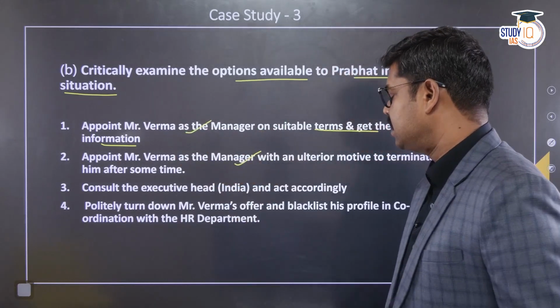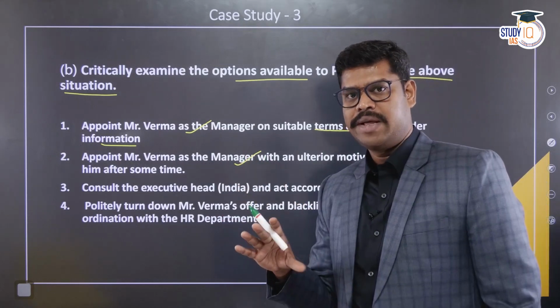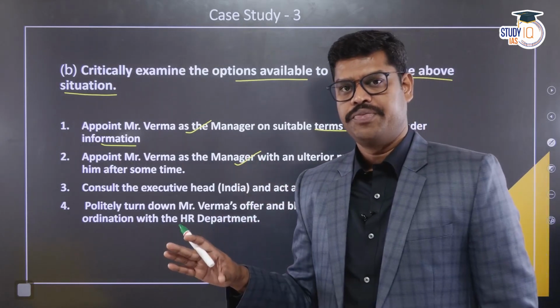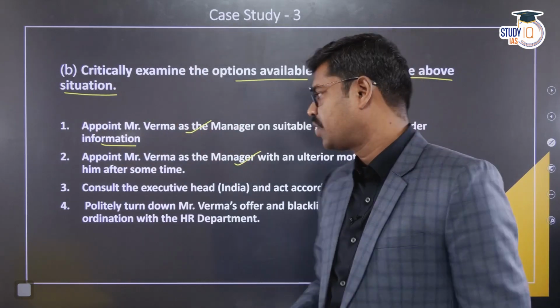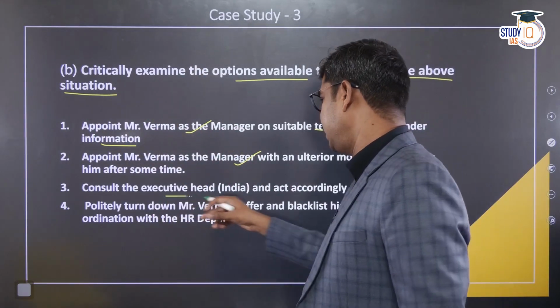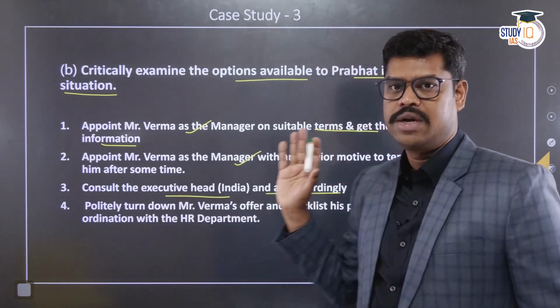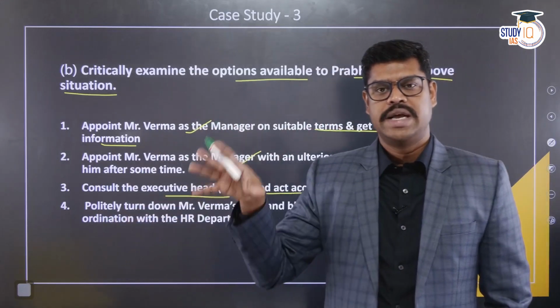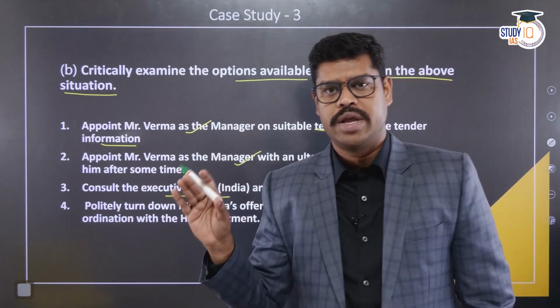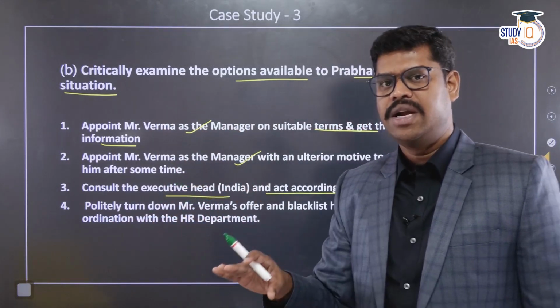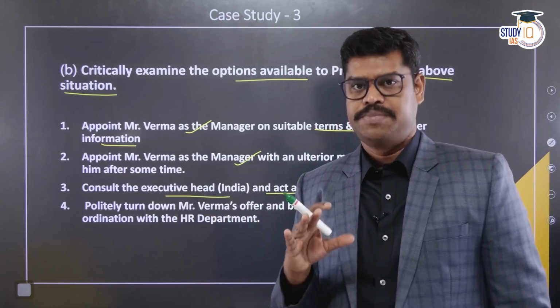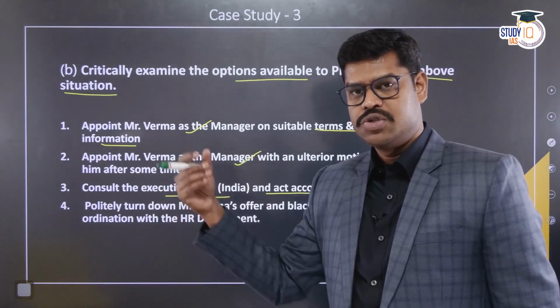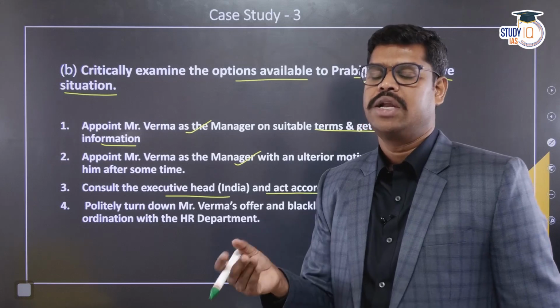Now the third thing Prabhat can do is become completely indecisive. He contacts his boss, the India head, consults the executive head India, and acts accordingly. Because a lot of ethical issues and dilemmas are involved, he does not want to take the decision. But the advantage here is that he will not have much pressure. Directly he is leaving it to his boss and acting according to that.